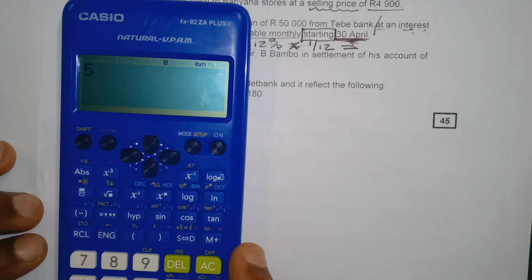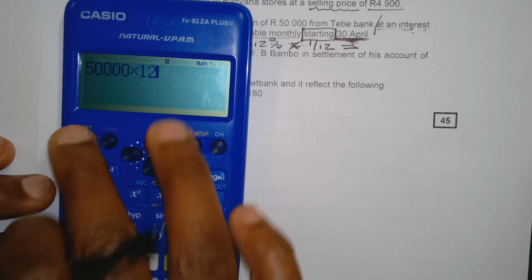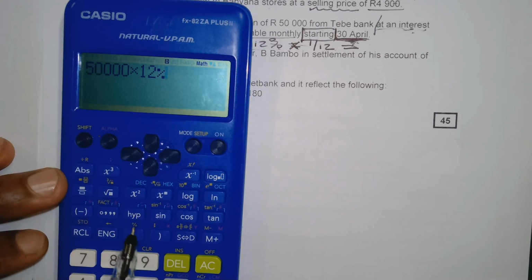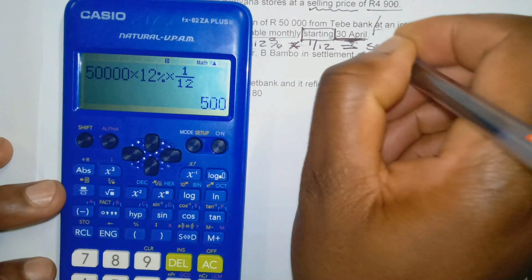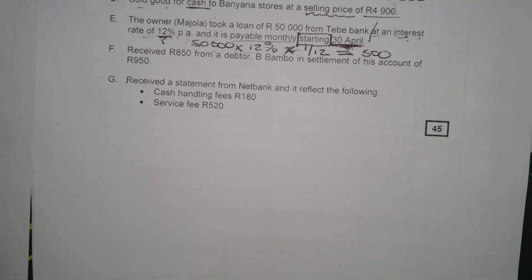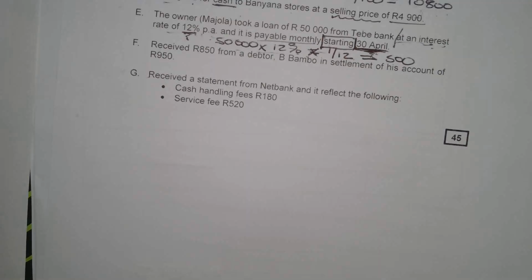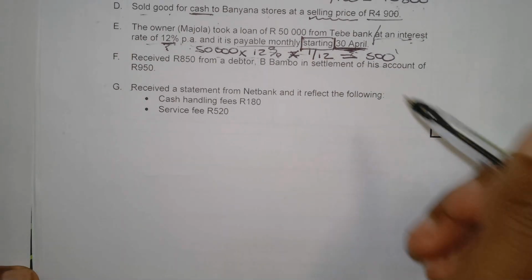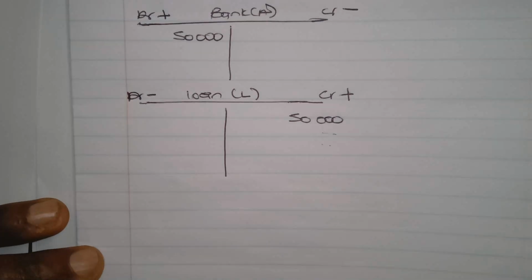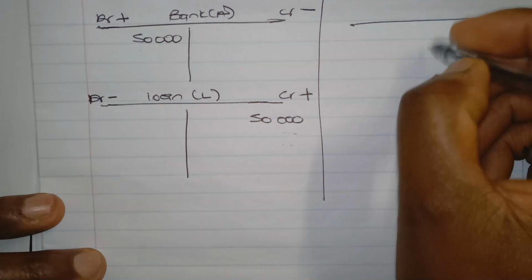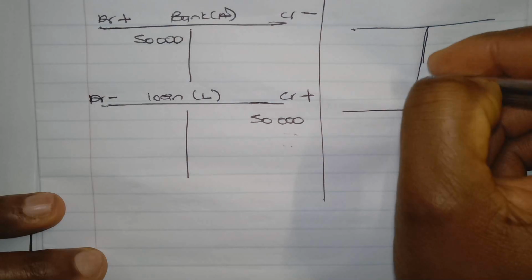So here's my calculator. Just simply say 50,000 multiplied by 12%. I said shift, and then there's a percentage sign there. The open brackets button, and you say times 1, and then I use that button over there to say over 12, and I found out that my interest is 500. And so that's the backstory. So this 500 needs to have a double entry as well, like how the first one had a double entry. 2 T accounts are affected.